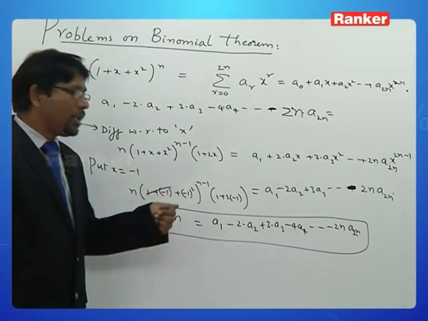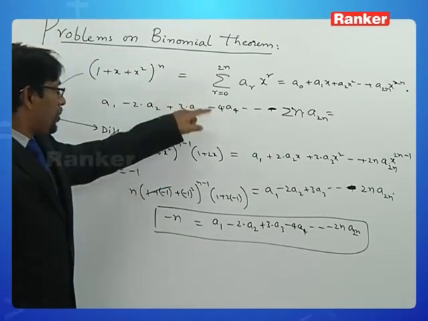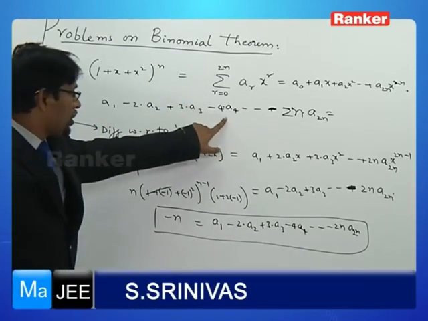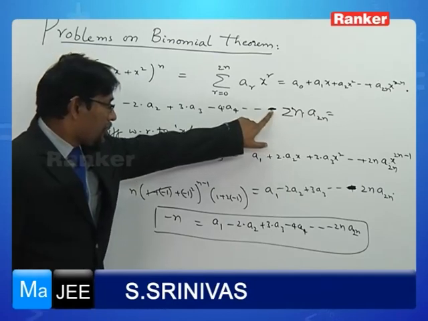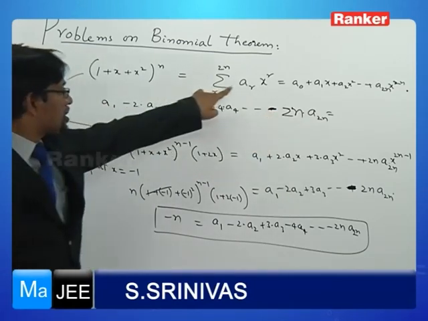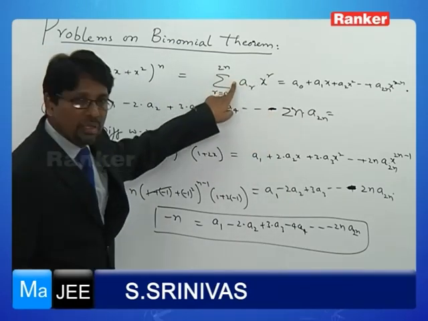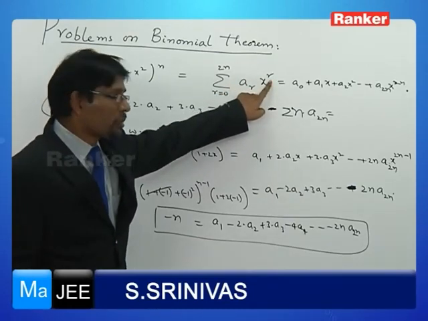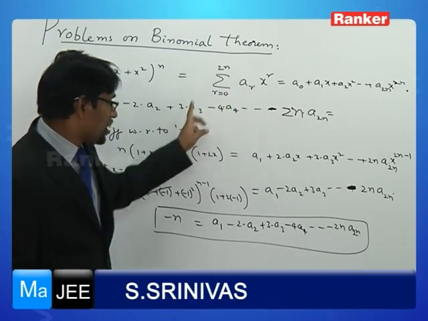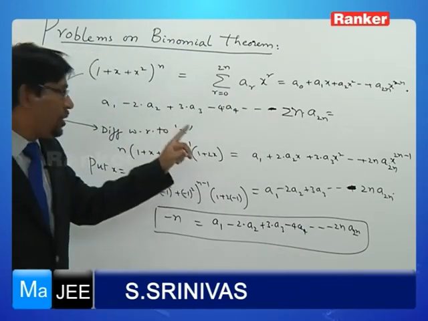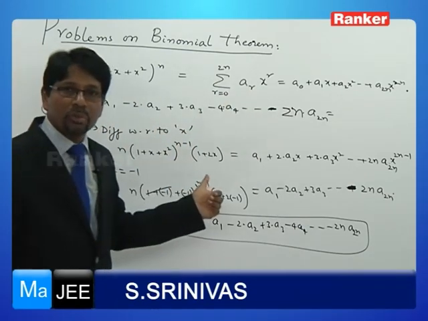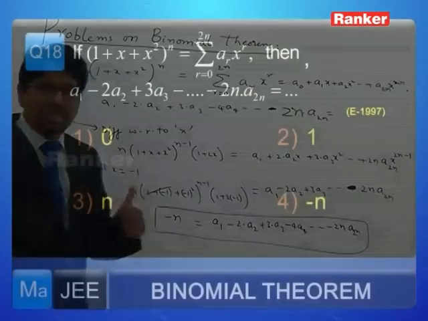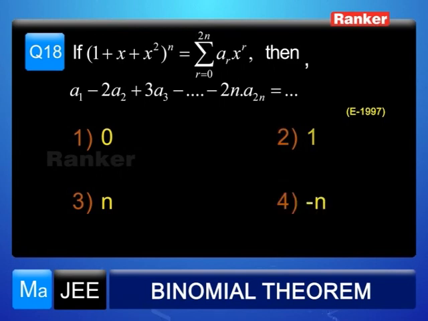So what we observe here is, when you wanted r into ar type of term in the sum of the problem, this r has to come down here. That means we have to differentiate with respect to x once. But there is an alternating sign pattern. So what you need to do is put x equal to minus 1 to get that alternating sign pattern there. So clearly the answer is minus n.